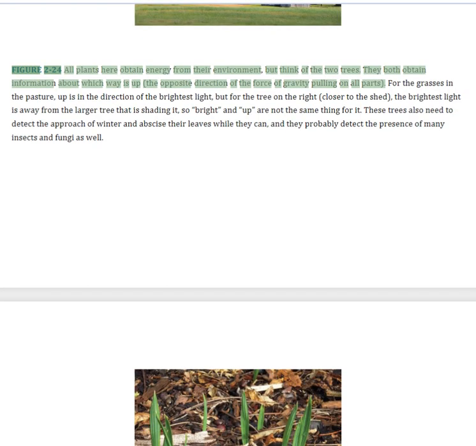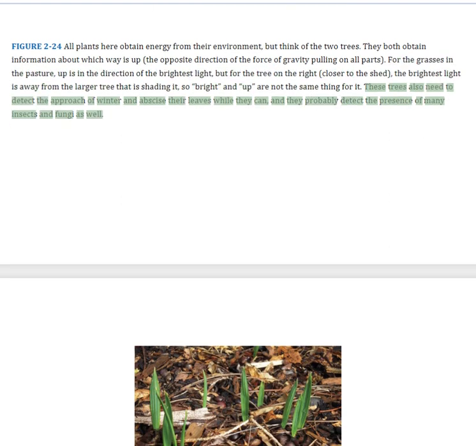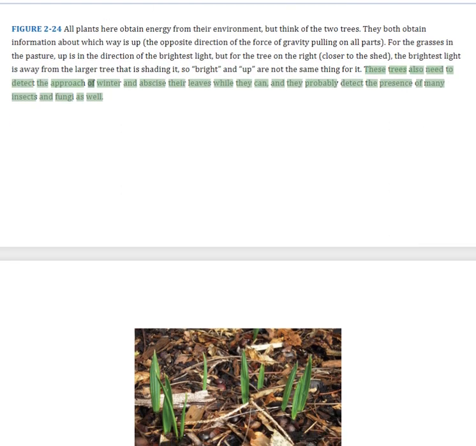Figure 2.24. All plants here obtain energy from their environment, but think of the two trees. They both obtain information about which way is up. For the grasses in the pasture, up is in the direction of the brightest light, but for the tree on the right, the brightest light is away from the larger tree that is shading it, so bright and up are not the same thing for it. These trees also need to detect the approach of winter and abscise their leaves while they can, and they probably detect the presence of many insects and fungi as well.